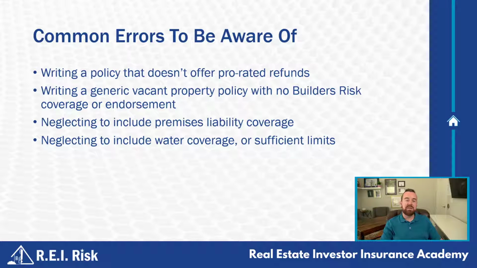Next is going to be writing a generic vacant property policy that doesn't have a builder's risk endorsement on it. This one is particularly egregious with inexperienced agents or brokers that don't really know what they're doing working with investors. They'll simply write a vacant property policy through any number of carriers and not apply the builder's risk endorsement. So next is going to be neglecting to include premises liability coverage or addressing it with you. A lot of carriers out there will provide property coverage only and not provide general liability coverage unless you specifically ask for it. So make sure you are addressing both the property and the liability exposures.